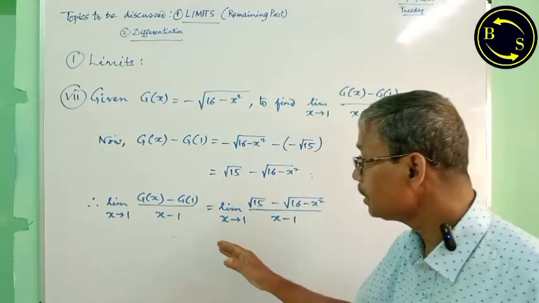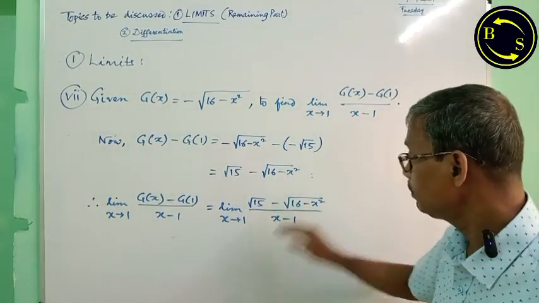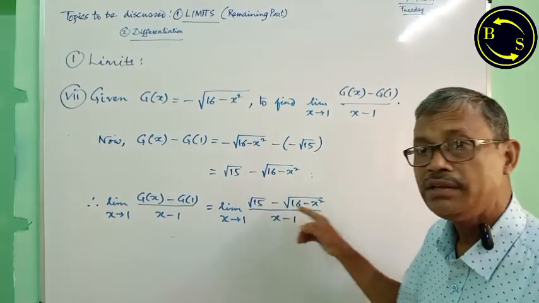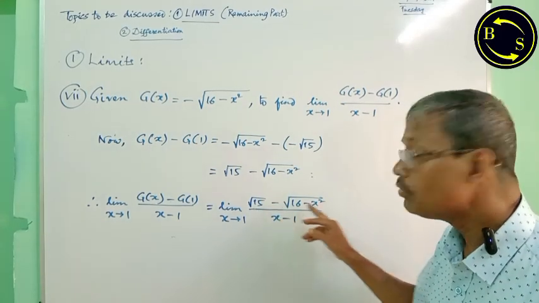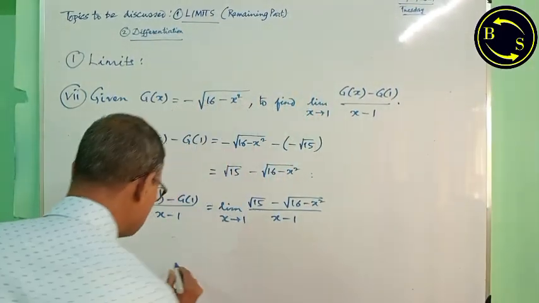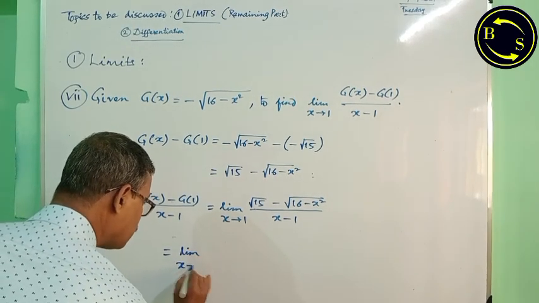Therefore, after simplification, the limit of this expression becomes this one. Now we see the numerator is in irrational form. Therefore, to calculate the limiting value, we have to rationalize this one. We proceed like this. This is equal to the limit as x tends to 1.